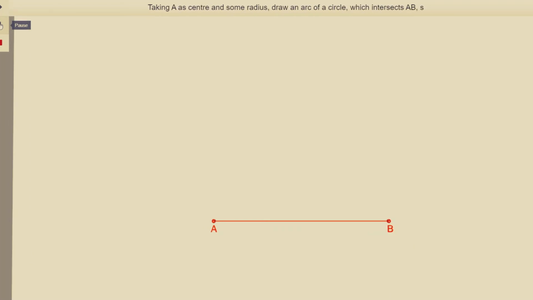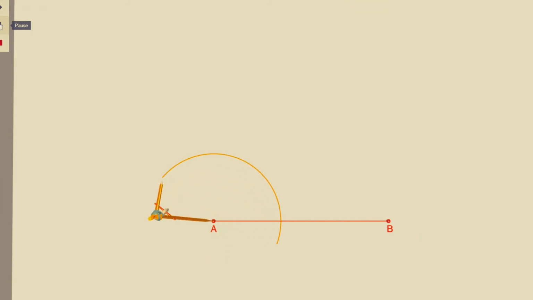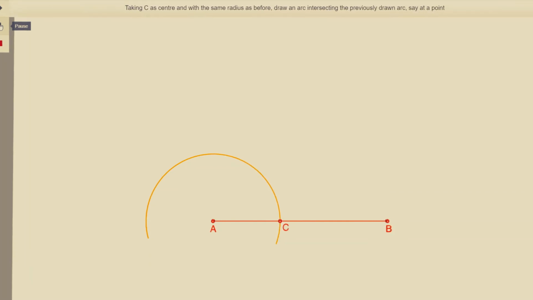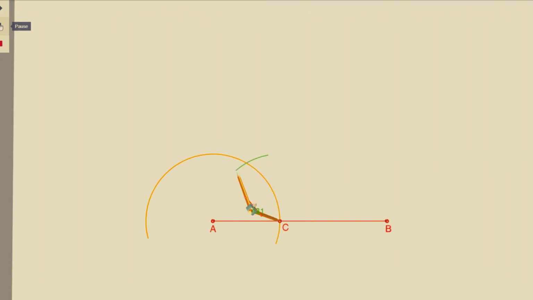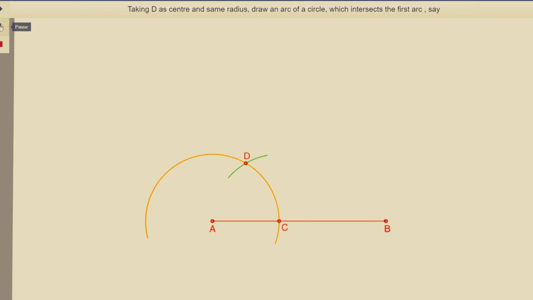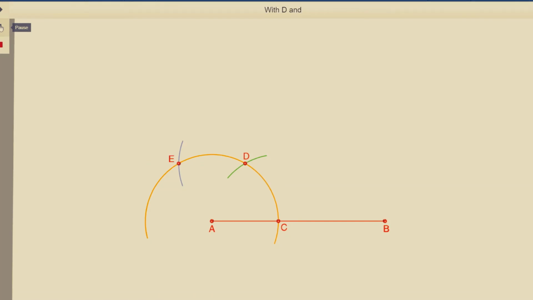First of all, make an angle of 90 degrees. For this, draw a line segment AB with center A and some radius. Draw an arc which intersects the line segment AB at C. With center C and the same radius, draw another arc which intersects the first arc at D. With center D, draw another arc and mark point E.